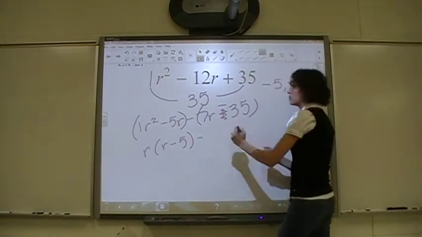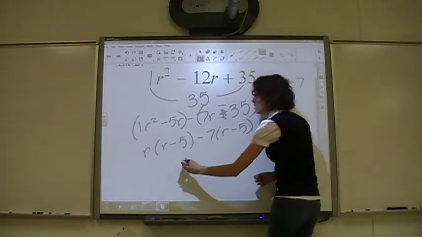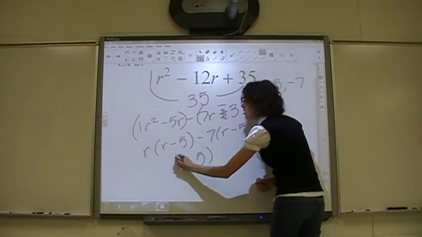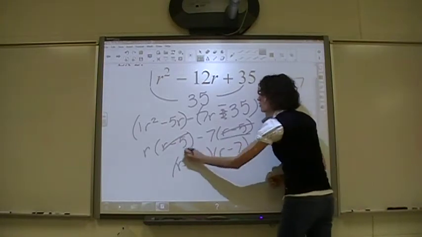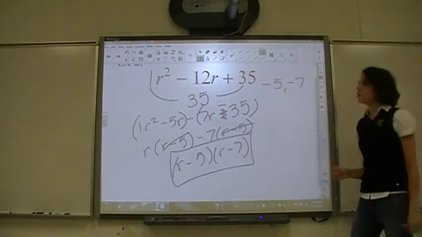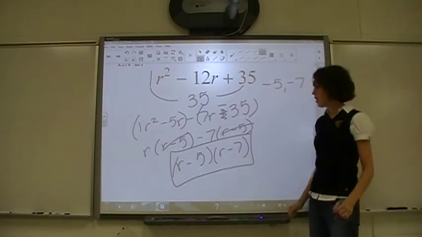In the second group, you can take out a 7, and you're left with r minus 5. You see r minus 5 twice. Cancel those out, and you're left with r minus 7. So r squared minus 12r plus 35 will factor into r minus 5 times r minus 7.